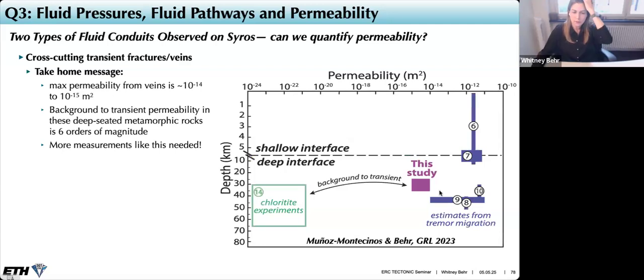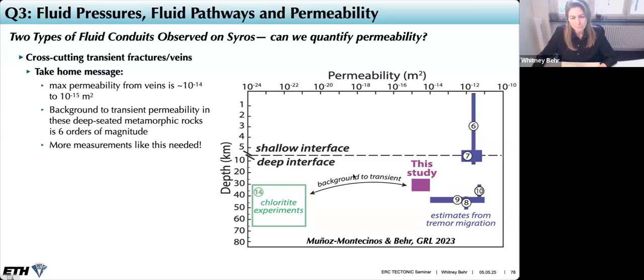So the take-home messages of this permeability part are, firstly, that these estimates of the fluid flow you can expect through permeable fracture networks get much closer to the tremor migration rates estimated from diffusivity based on tremor migration. If you consider the uncertainties, we're a couple of orders of magnitude off, but if you consider the uncertainties, maybe you could call them compatible. It depends on how robust you think either of these estimates are.